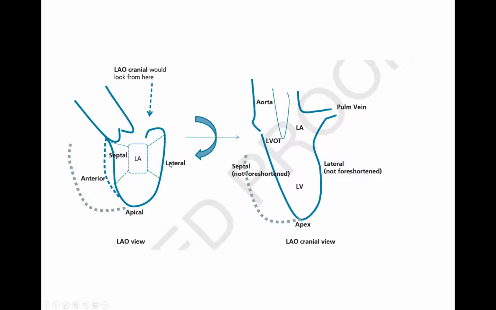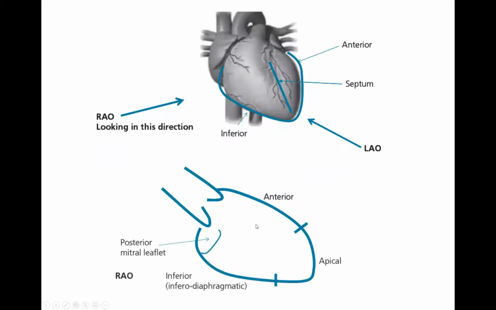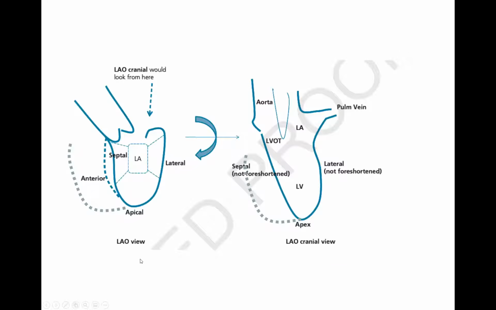So LAO view, unlike RAO, it will show you that posterolateral circumflex infarct. Somebody's having an acute circumflex infarct and you do an LV gram, you may miss that posterolateral akinesis. LAO view will show it. We don't do LAO view routinely, but I just want you to be aware of that.